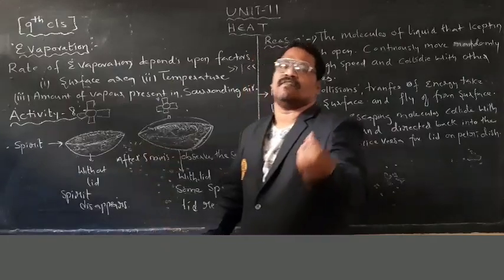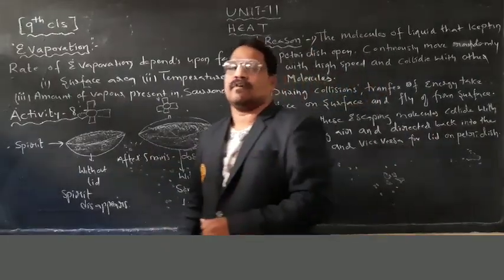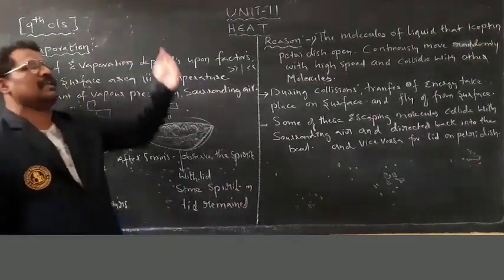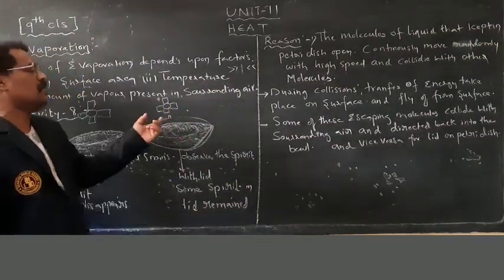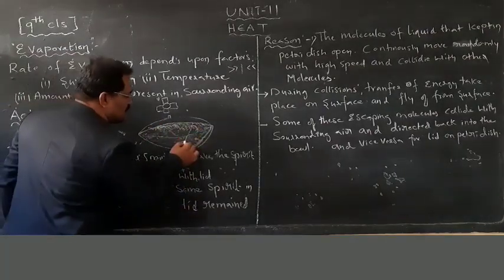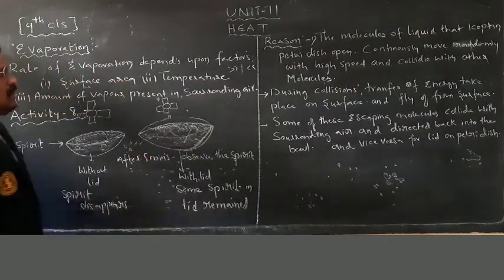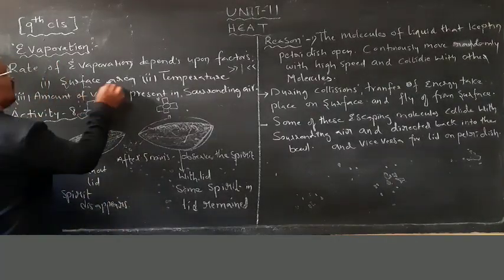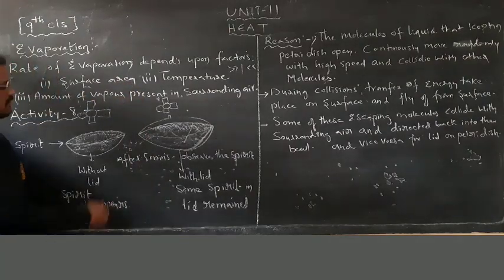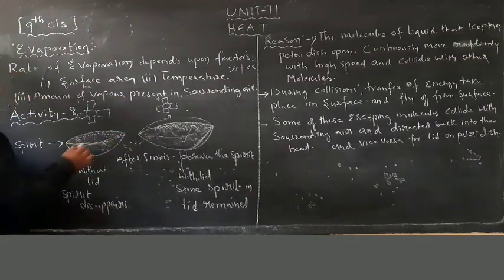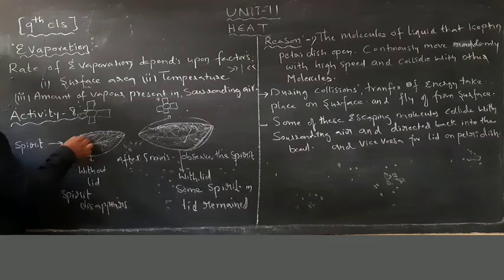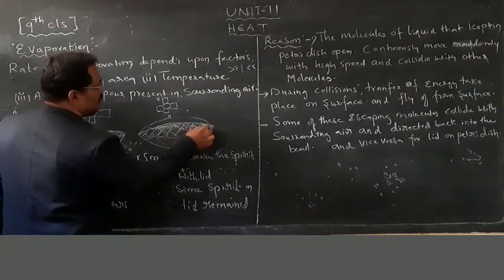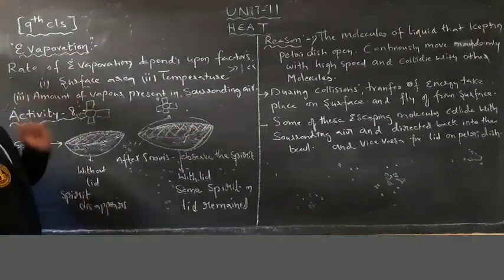Within evaporation, one more topic is the rate of evaporation. What does the rate of evaporation depend on? The increase or decrease of evaporation depends on the molecules returning to the surface of the liquid in the bowl. You are seeing clearly, it depends upon three factors. The first one is surface area. What is called surface area? If I take this bowl consisting of liquid, the liquid existing on the upper layer can be called the surface area. It depends upon surface area.